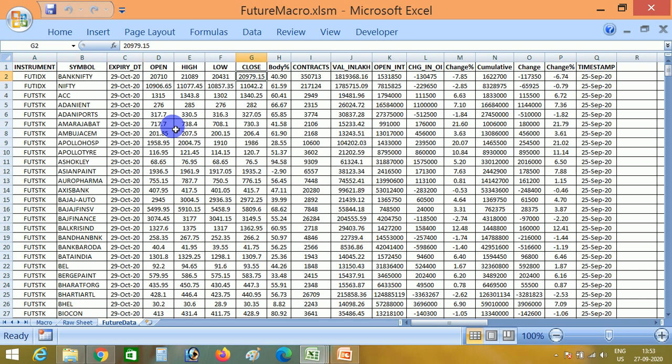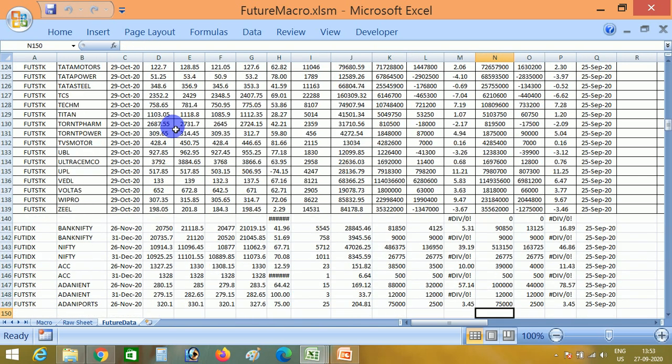What the macro has done is that it has given us the body percentage in addition. It has given the cumulative open interest. It has given the cumulative open interest change percentage in addition. It has given the change percentage of open interest in addition. So we will have this kind of data in our future macro Bhav copy, and the data will process only 149 rows. Out of that I only need 139 rows.